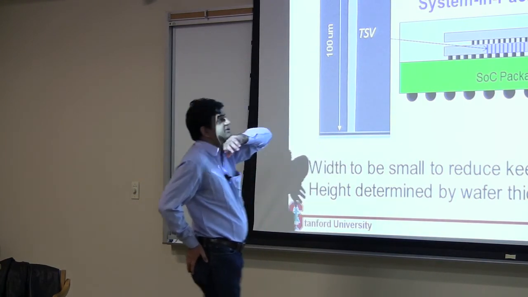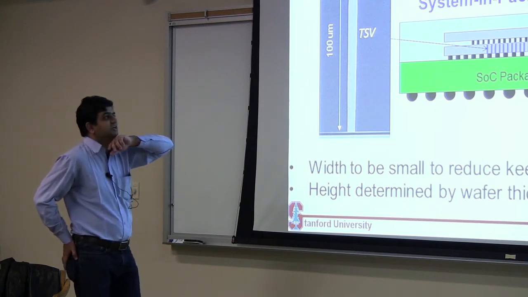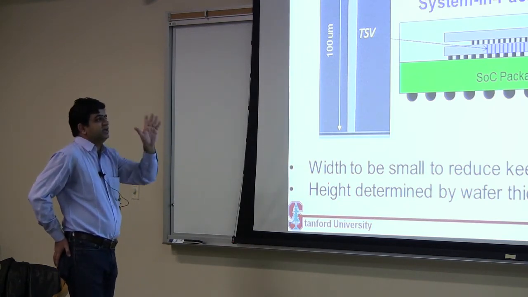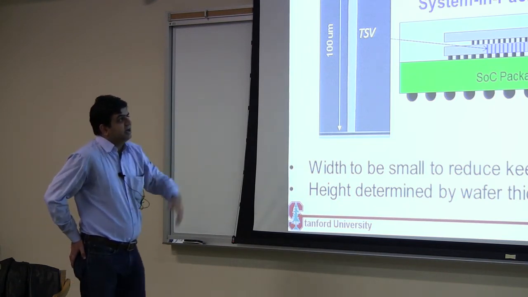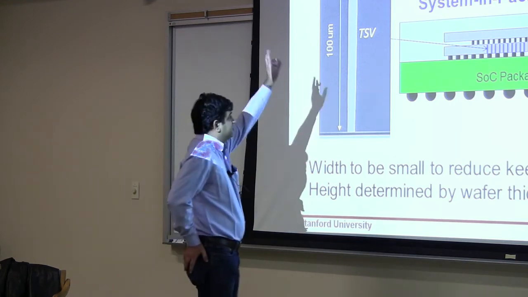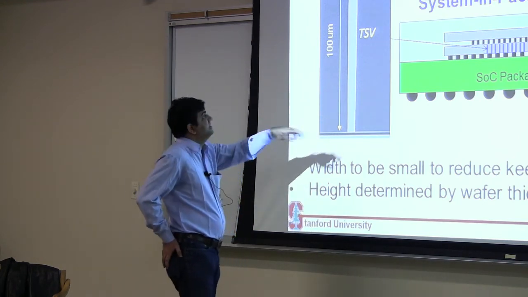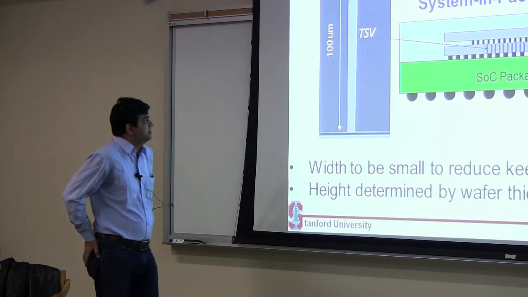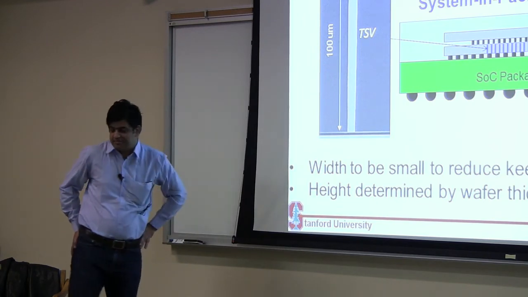And these aspect ratios here range anywhere between 20 to 100. So an aspect ratio of 100 is approximately 3 times that of the Mariana Trench. So this is a trench 3 times deeper than the Mariana Trench.